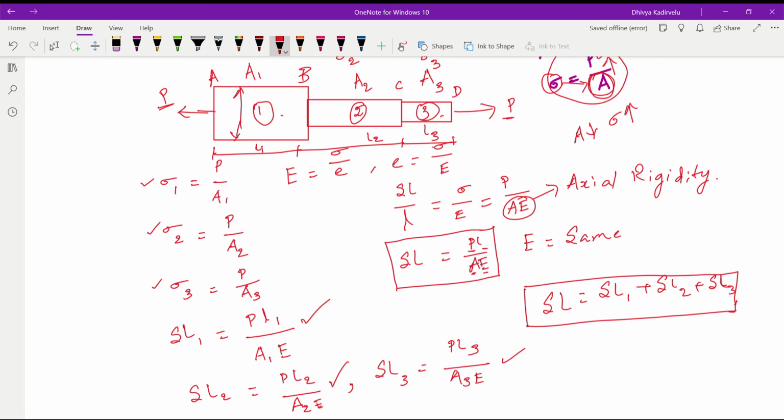So this is how we can solve bars of varying cross sections, right?